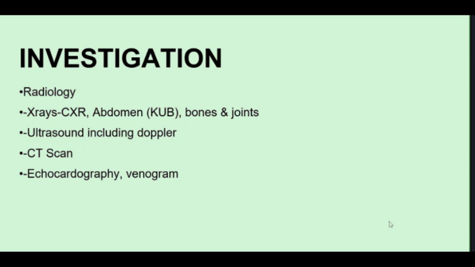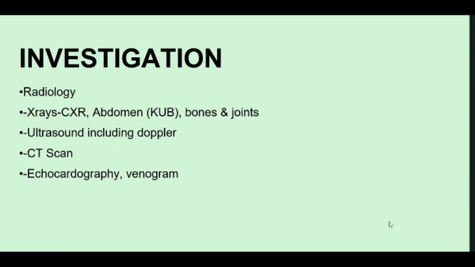Here we do an X-ray: chest X-ray and abdominal X-ray. In chest X-ray, we're looking at signs of pneumonia, atelectasis, or any collection. Also, for abdominal X-ray, I focus mainly on the kidneys, the ureters, and the bladder. We look at joints and bones, if there's anything going on there.